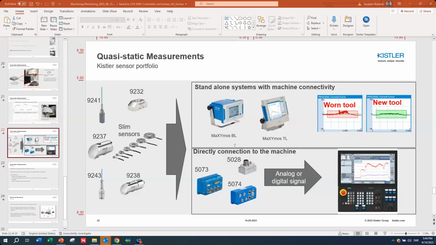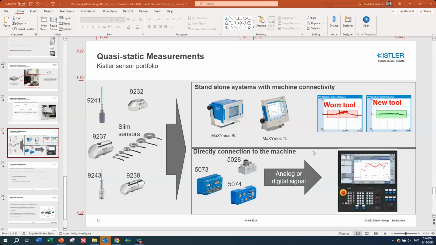Yeah, I see one more question. Is it possible to integrate third-party developed software into your Maximus system? I don't think so. Maximus comes along with the hardware and software as a package, so that cannot be done. But of course, if you would like to analyze the data later on, then you can export it and use it.